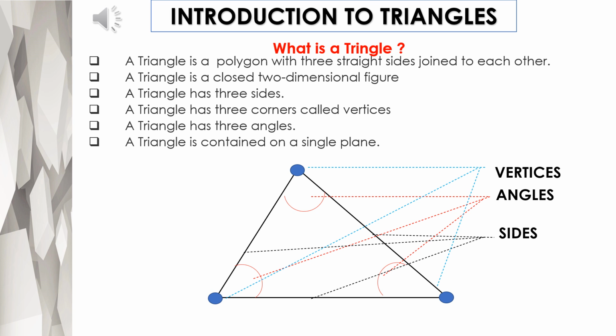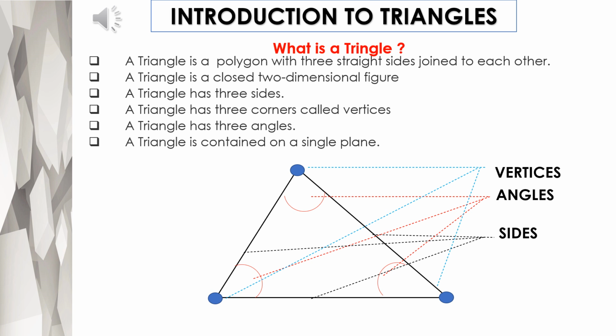Now let us understand what triangles are. A triangle is a polygon with three straight sides joined to each other. A triangle is a closed two-dimensional figure. As you can very well see in the figure below, a triangle has three sides, and these three sides are joined to each other. Therefore, this triangle will have three corners, and these corners are called vertices.